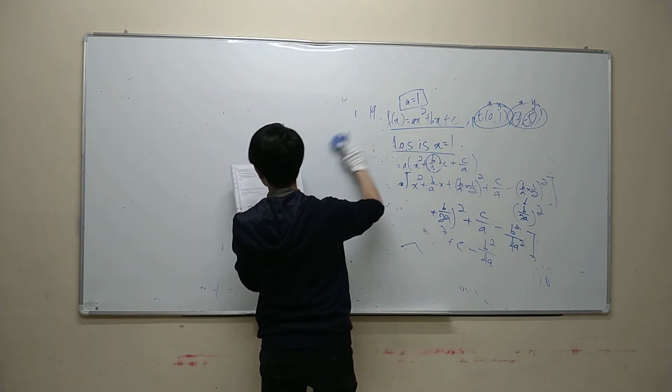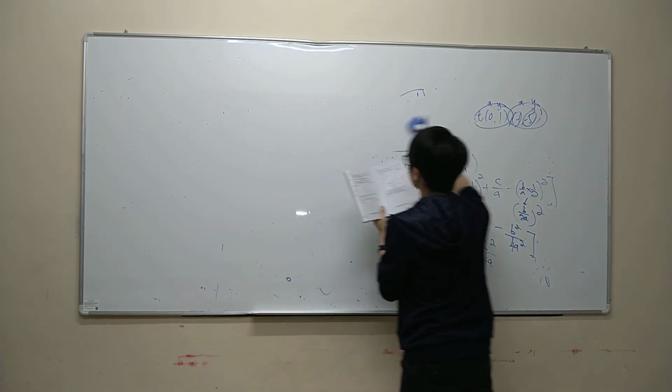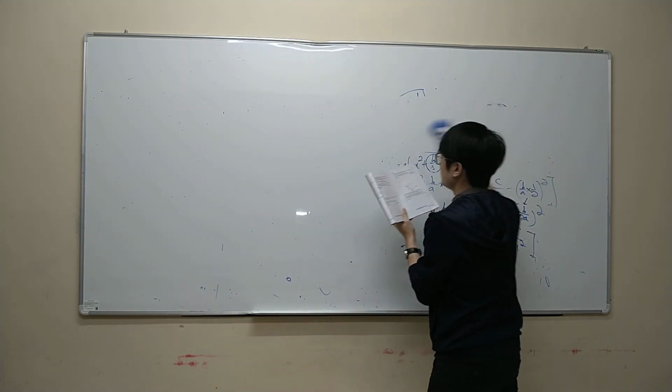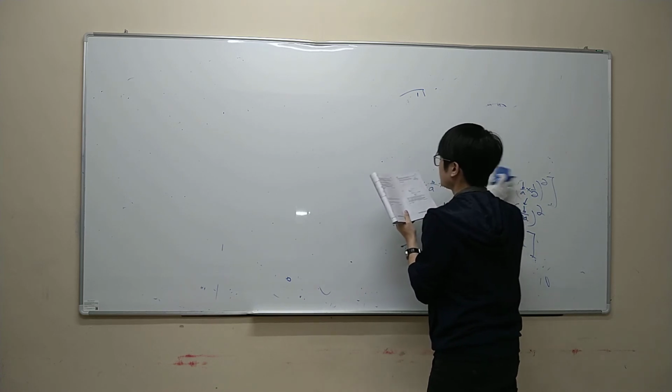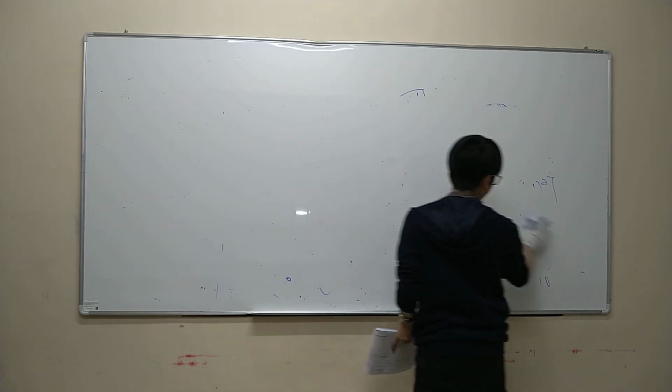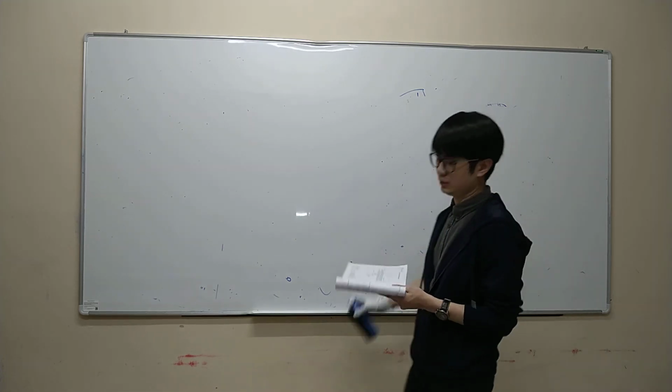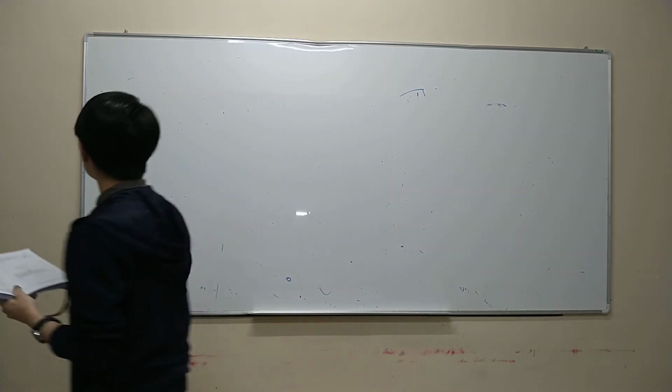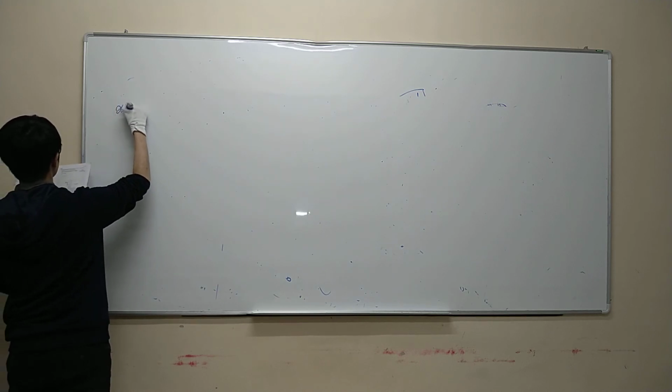Okay, next question is number 20. Given that the roots of quadratic equation blah blah blah, where p is a constant, are in the ratio 1:2, find the value of p. This is chapter 2, right? Quadratic equation.